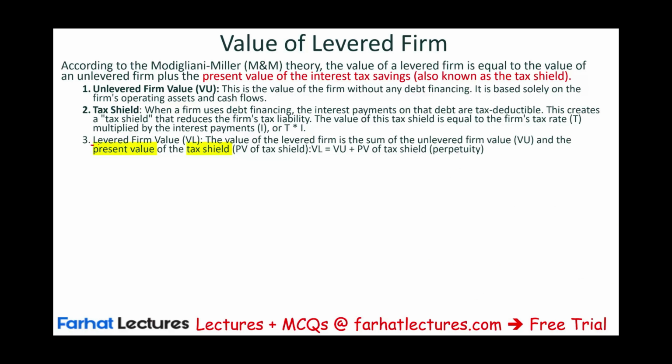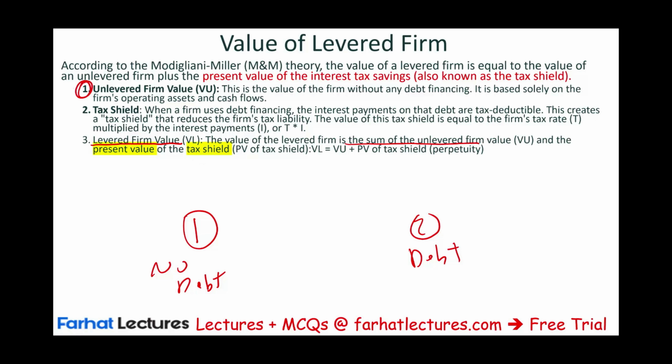So the levered firm value, the value of a firm that's levered. Assuming we have two companies, company one and company two. Assuming company one has no debt, no leverage, and company two has some debt, some leverage. The value of a levered firm is the sum of the unlevered firm value, so this is one, and the present value of the tax shield. The tax shield is two, but we're going to take two and discount it at some percentage. And we're going to do so in perpetuity because we assume the tax savings are in perpetuity.